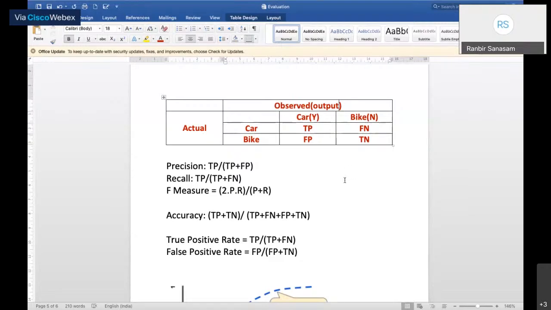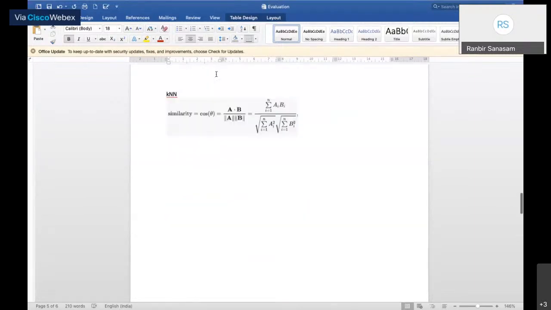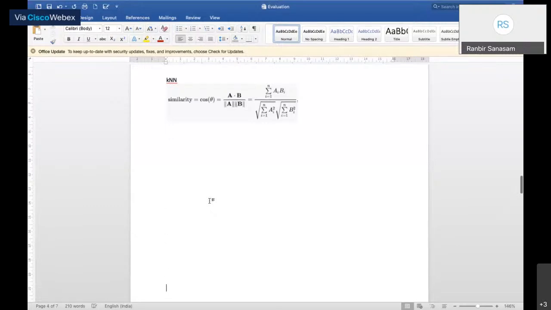Before going further, I just missed one point. In any classification framework, there will be a minimum of 2 types of data sets. One is called training, and another is the testing.